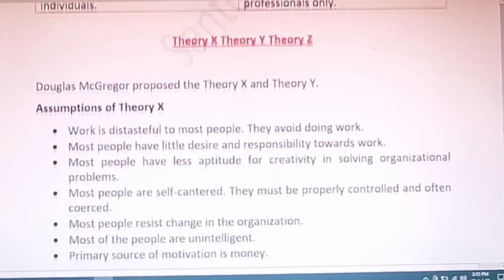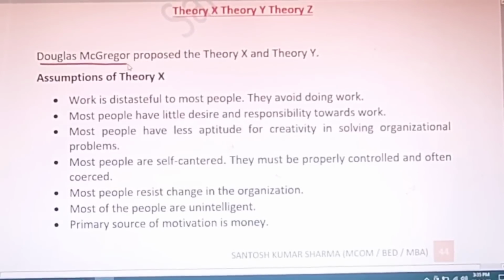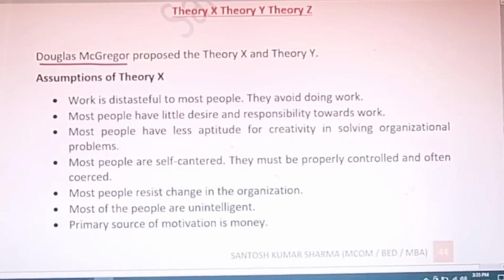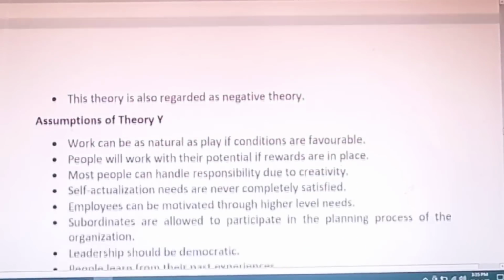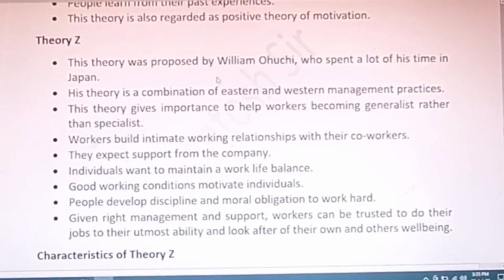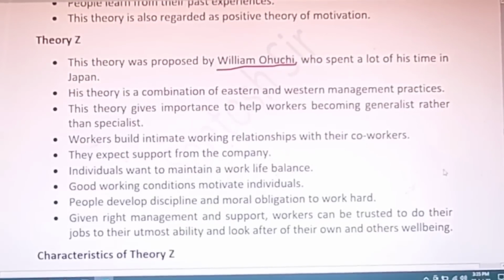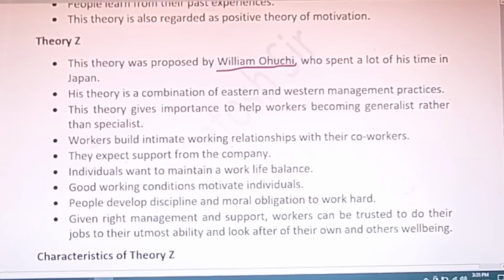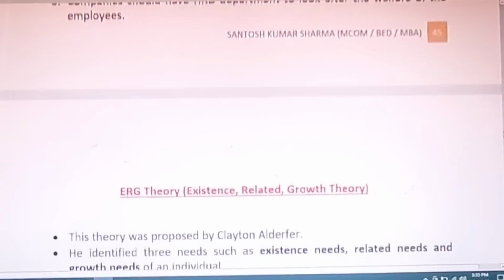Then we have theory X, Y, Z, which was given by Douglas McGregor, a very interesting theory, this theory X, theory Y, and theory Z. Basically theory Z was composed by William Ouchi, a Japanese philosopher. Okay, and a very interesting theory.